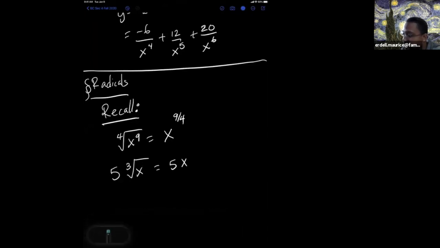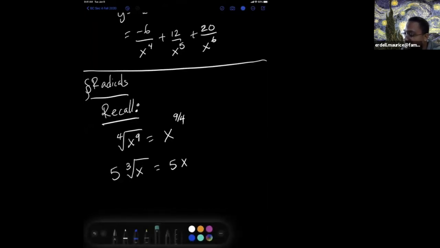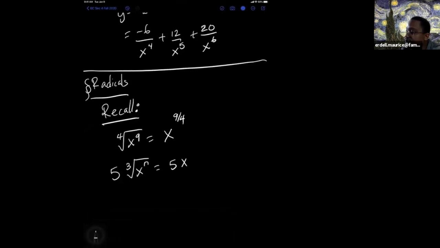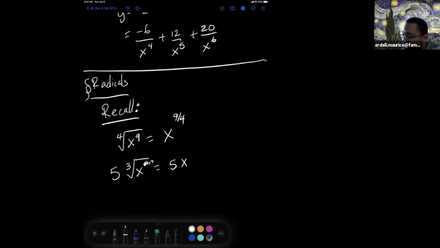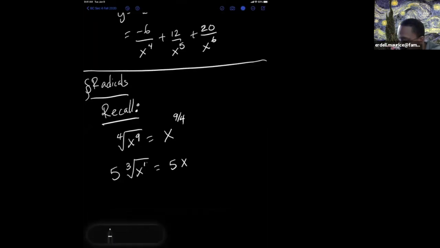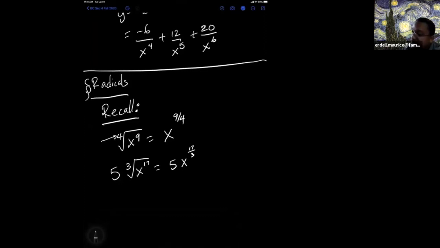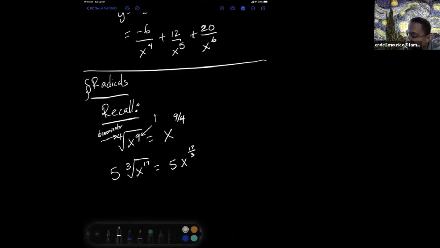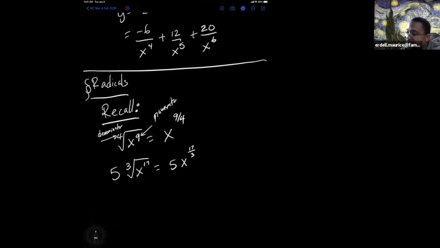That answer is not going to be what I want. Let's make it 17. And that's going to be x raised to the 17 over 3 power. Yes, you remember this back in the day? This becomes the denominator. This becomes the power, the numerator. Okay, yes, you remember this?